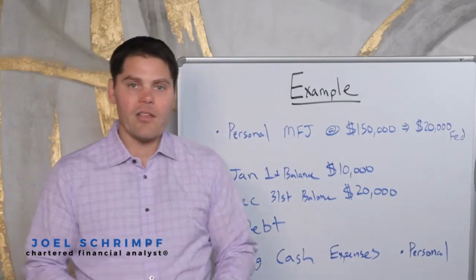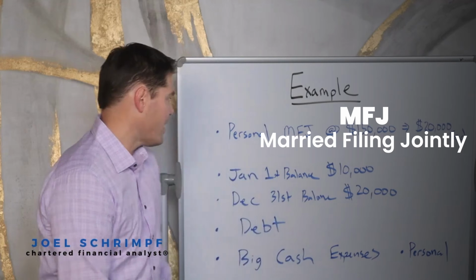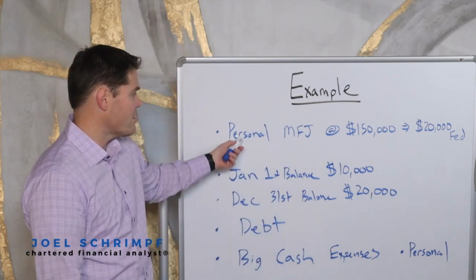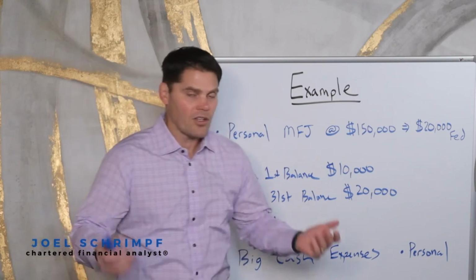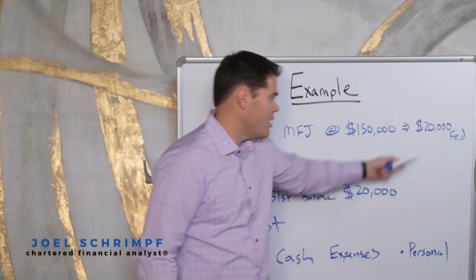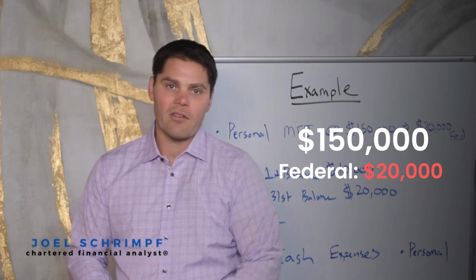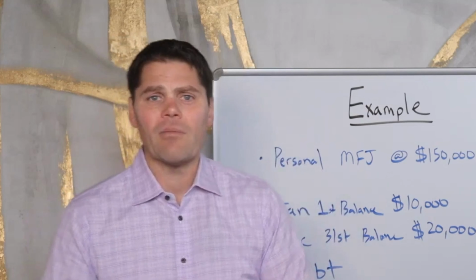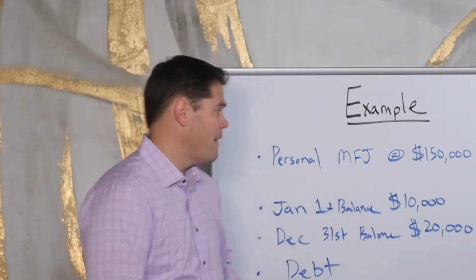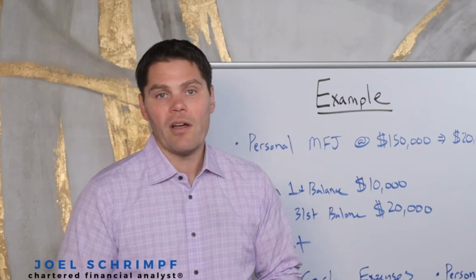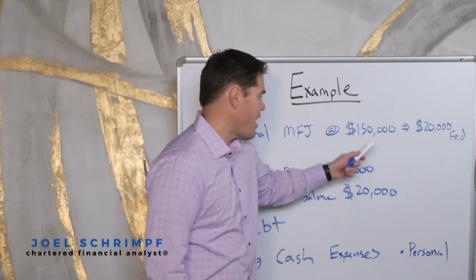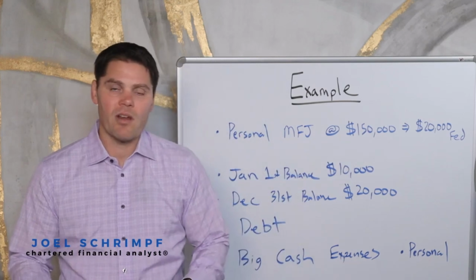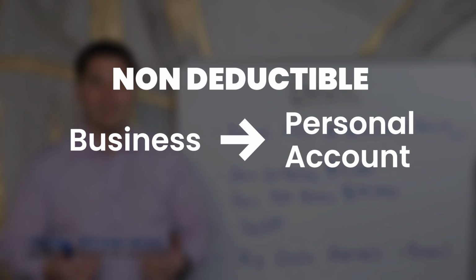Let's say that you are married, filing jointly, and from your business, you take $150,000. And from that $150,000, after all the deductions and the kids and everything like that, you owe the federal government $20,000. So don't get too tied into those numbers. I just want to keep these examples simple. I know that this year I'm going to have $20,000 of taxes owed because I am paying myself $150,000. It's going straight from my business over to my personal account, which is non-deductible.